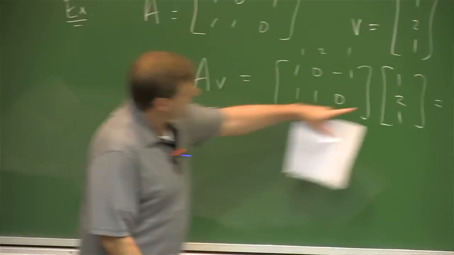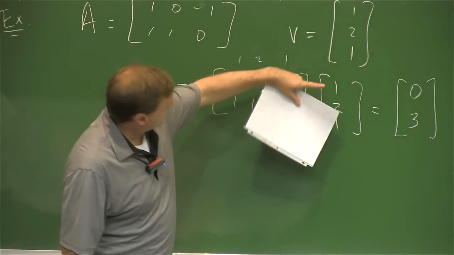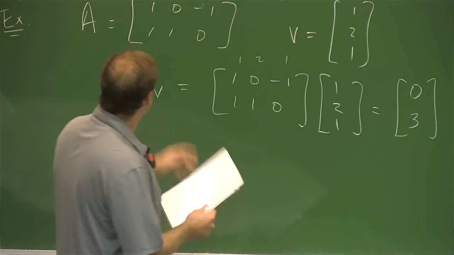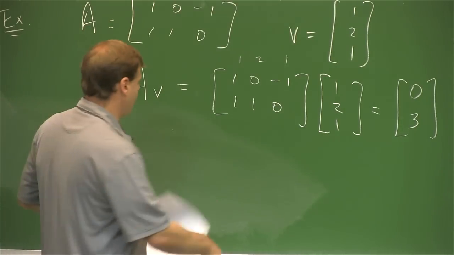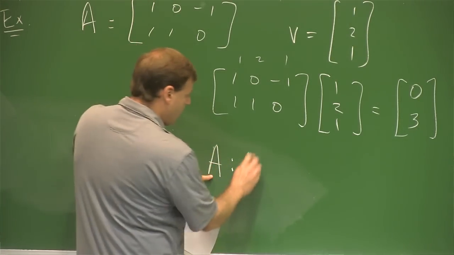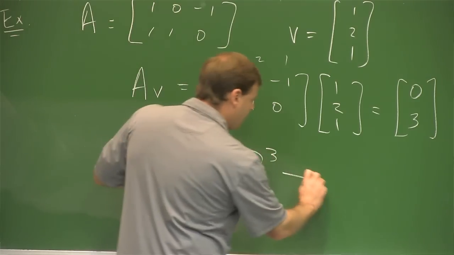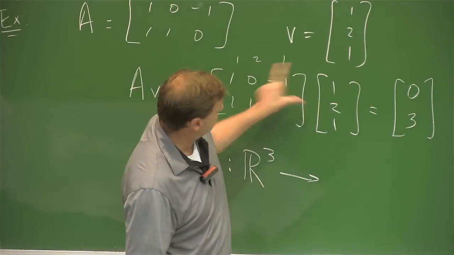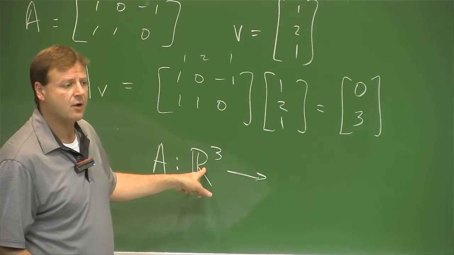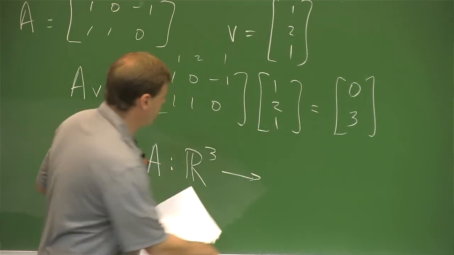So let's visualize what this is. This guy started off where? It's got 3 components, so it started off in R3. So the domain of this is R3. So you can write this like this. A is a function from R3, and where does it land? Well, whenever I do this multiplication, I always end up with only 2 components, so it can't land in R3. It lands in R2.